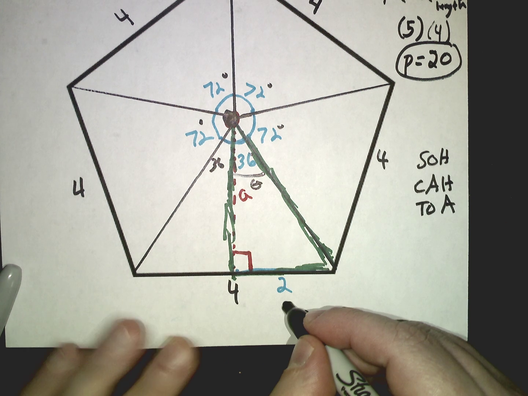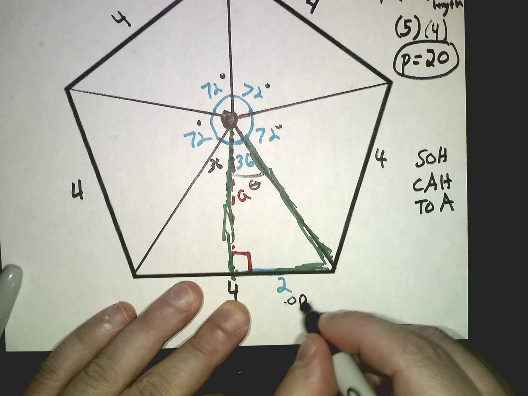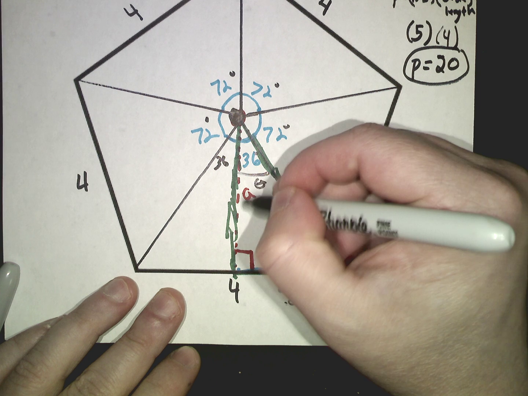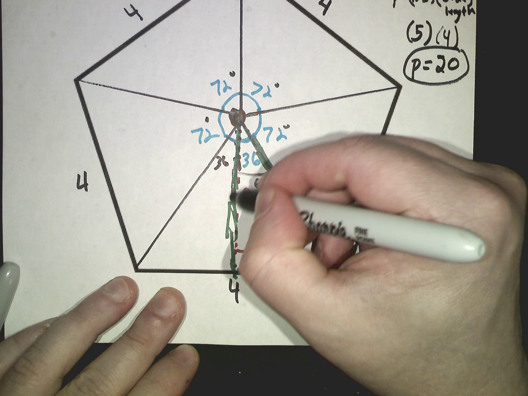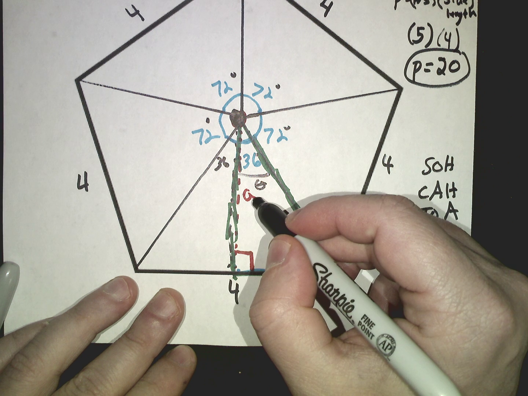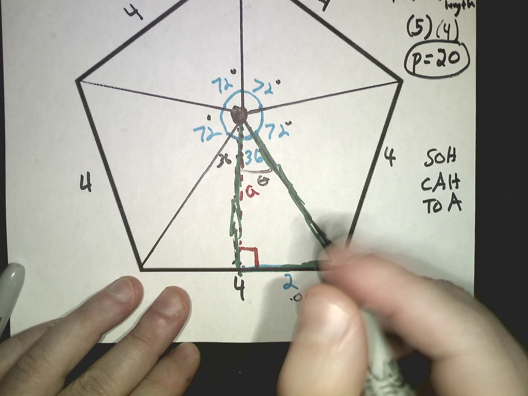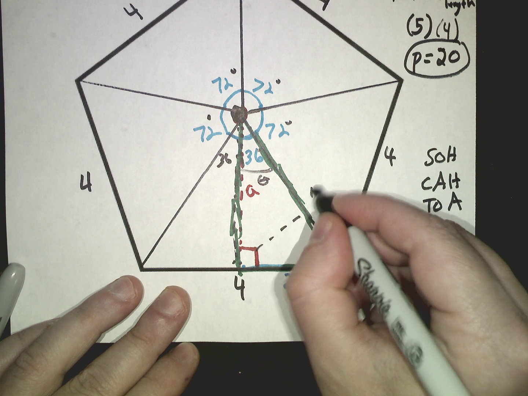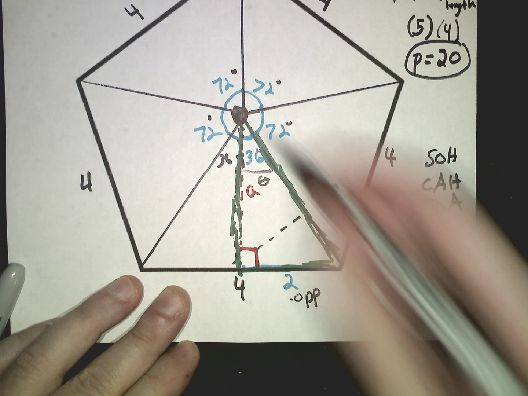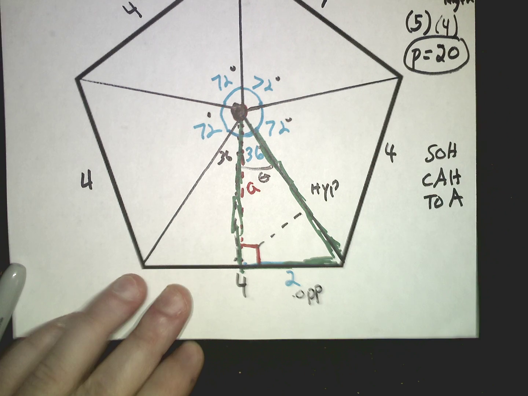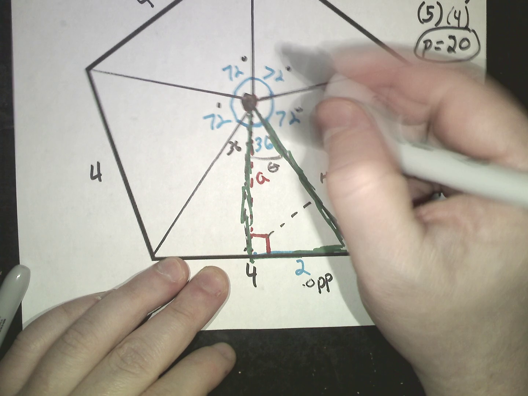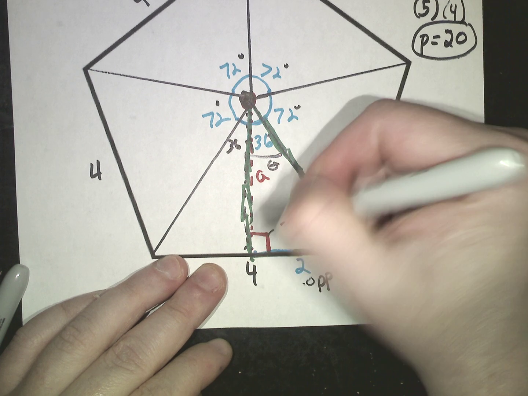This 2 over here is my opposite. What I want to find is my apothem, which is right here. That's A. And this is the hypotenuse. I'm not going to look at that. We don't need the radius of this. That's not important. The apothem is the number we're looking for, that A.